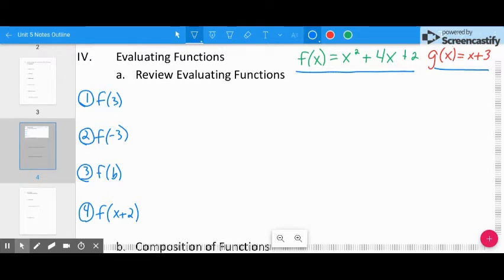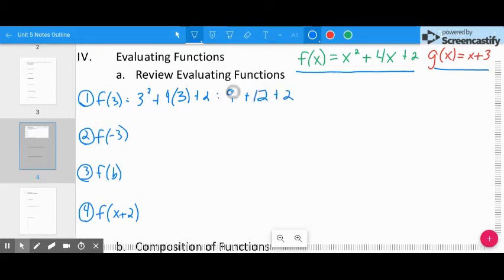So just to review some evaluating here. If we look at example 1, it says f of 3. So basically what they're telling us here is we're going to take the function f and we're going to replace all of the inputs, all of the x's, with the value 3 and then just simplify. So if we rewrite, we'll have 3 squared plus 4 times 3 plus 2. And then if we reduce this, 3 squared is 9 plus 4 times 3 is 12 plus 2.